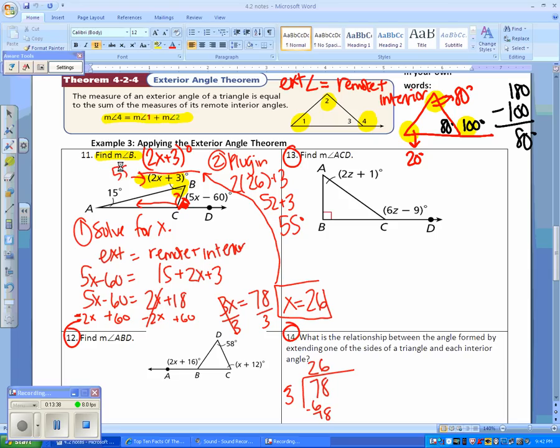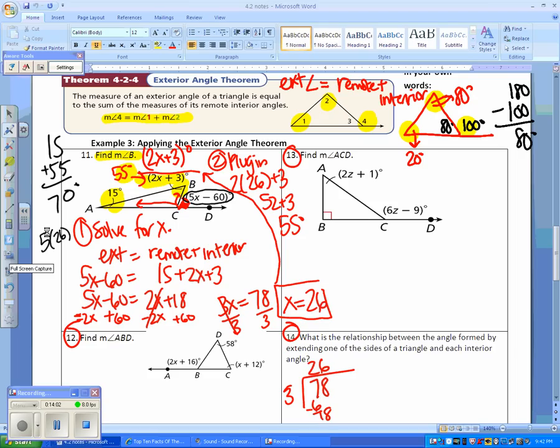If you wanted to check your work, which is always a good idea, well, we know that these two interior angles are now 15 and 55, right? So 15 plus 55 is, let's see, 70 degrees. If we plug this into the exterior angle, we should also get 70 degrees. So if you wanted to check, you do 5 times 26, because that's x, minus 60. If it equals 70 degrees, then we did our problem right. If it doesn't, then you did your algebra wrong somewhere. All right, so again, you're not responsible for 12, 13, and 14. We'll do that tomorrow in class.